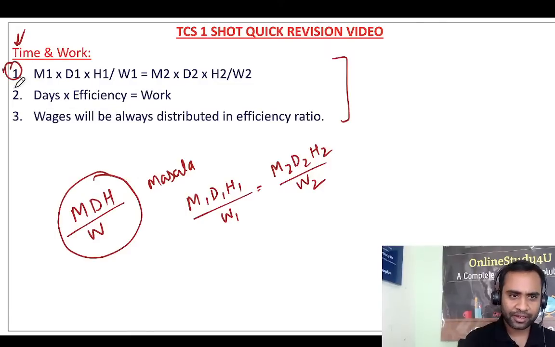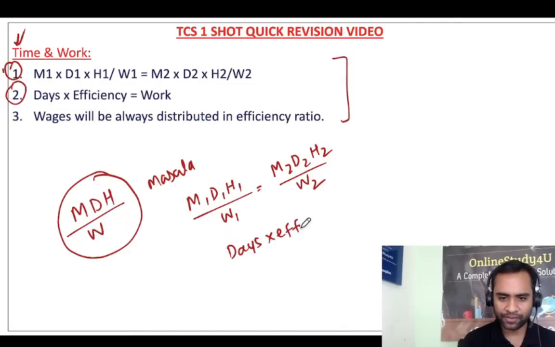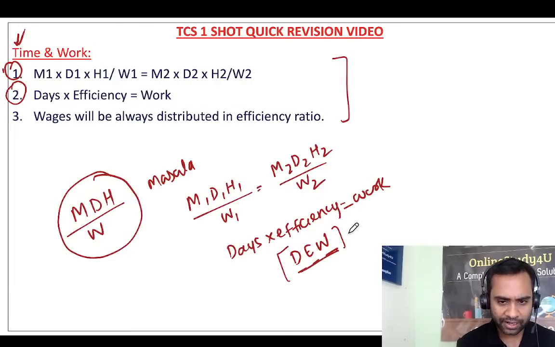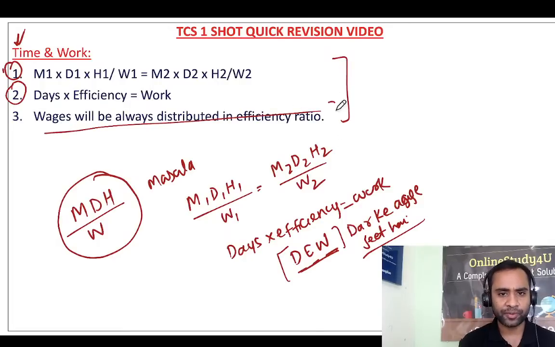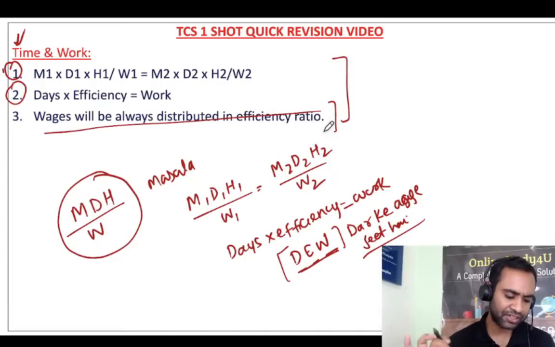The second formula is days into efficiency. So days into efficiency will be equal to work. Sir, how do we remember that? Mountain Dew. Days into efficiency is equal to work. Mountain Dew, डर के आगे जीत है. And then wages will always be distributed in the efficiency ratio. This much is only required in time and work.